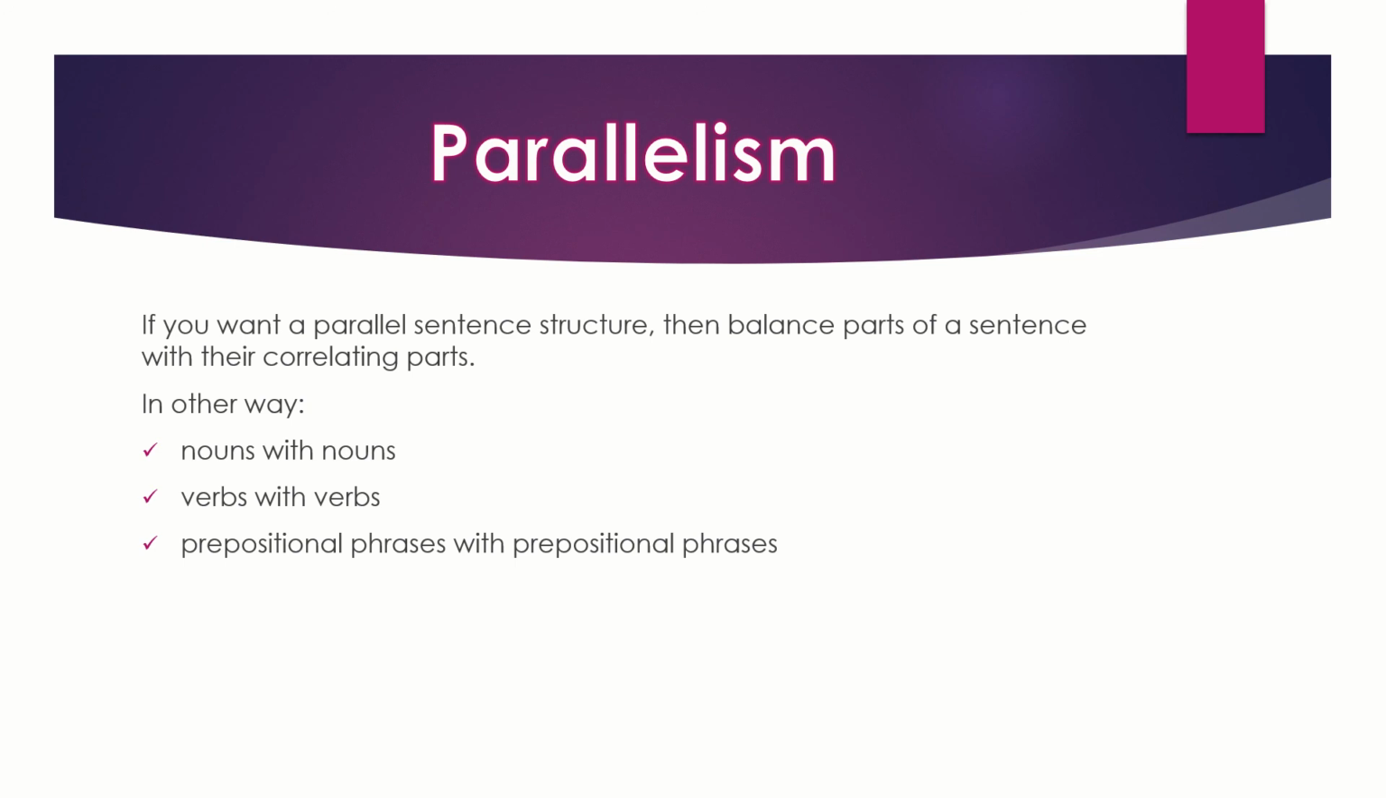Next is parallelism. It is always good to have parallel writing. How? Let's get started. If you want a parallel sentence structure, then balance the parts of a sentence with their correlating parts. In other words, balance noun with noun, match verb with verb, match prepositional phrases with prepositional phrases. So that it looks good when you read, it looks good when you write. So maybe it's a little tricky. So let's get started with some basic examples.